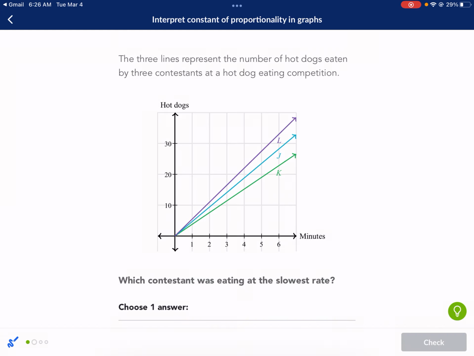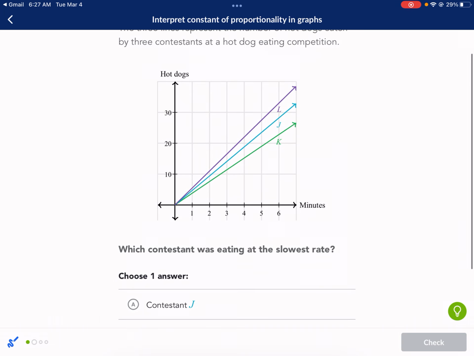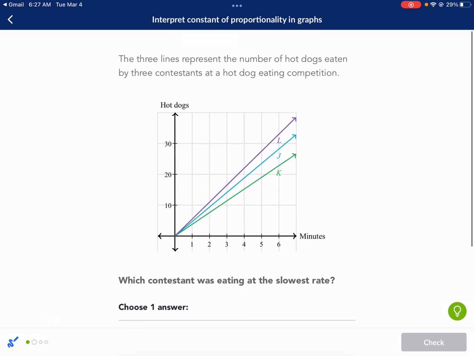We got it, okay. The 3 lines represent the number of hot dogs eaten by 3 contestants at a hot dog eating competition. Which contestant was eating at the slowest rate? All right, so this one's actually way easier.